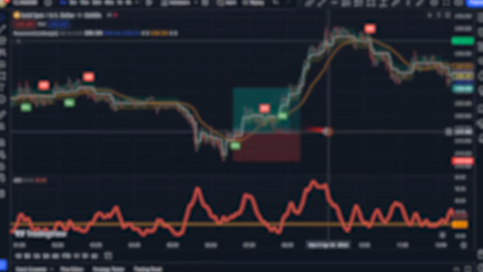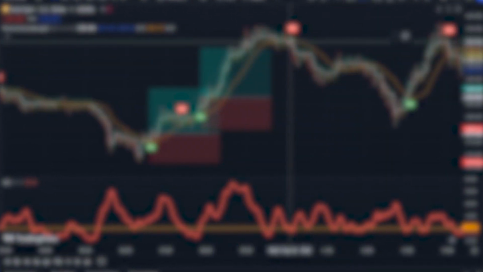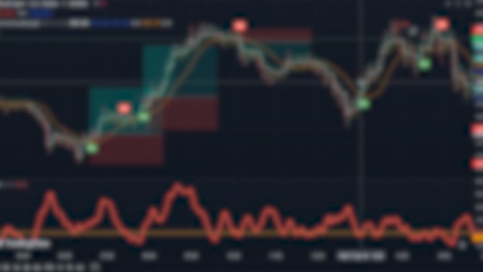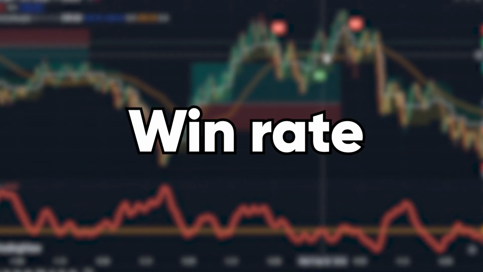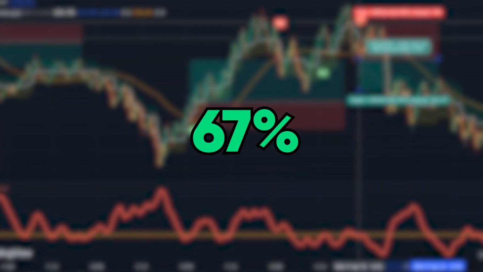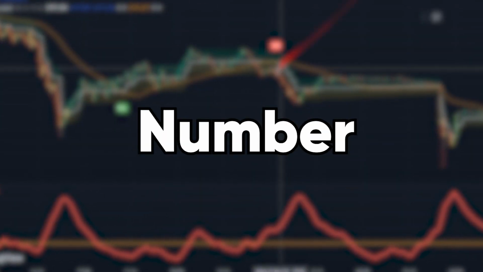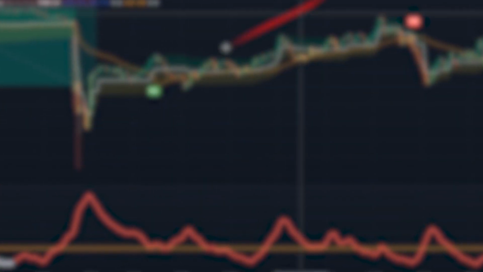As you can see, you will observe the backtest we conducted using this strategy, which helped us achieve a win rate of 67%, which is a very good number for this strategy. I hope you use this strategy and achieve profitable results.